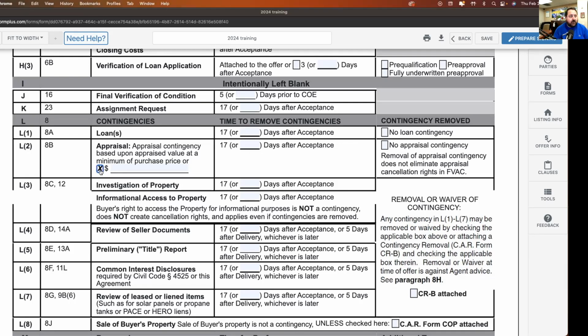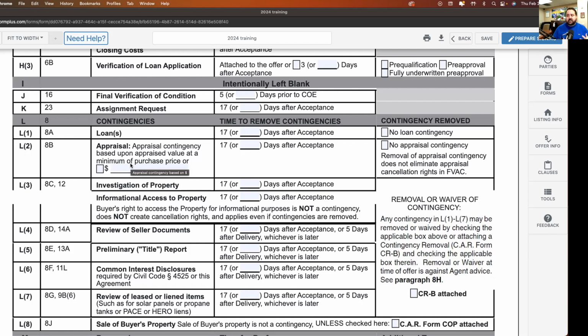I don't have to check that box. If I'm wanting my appraisal contingency to be the offer price, that's already there. That's how I leave it alone, period. End of story. Now, if I am writing an offer over asking price, and I'm trying to portray to the listing agent that I am willing to pay the difference between appraised value and the price that I offered, which people like to put into their offers, but they don't change this appraisal section. They leave it as the offer price.